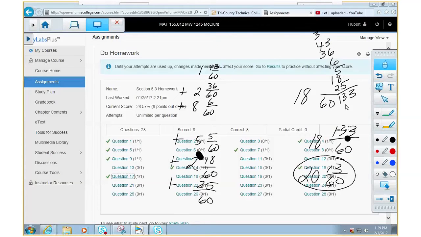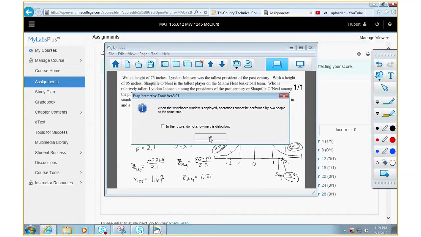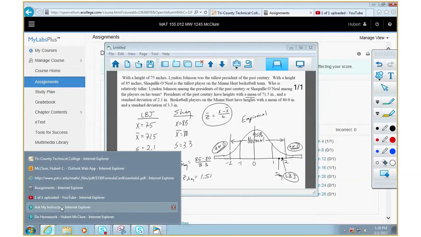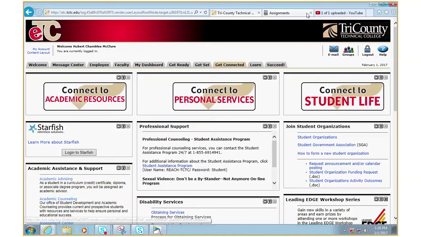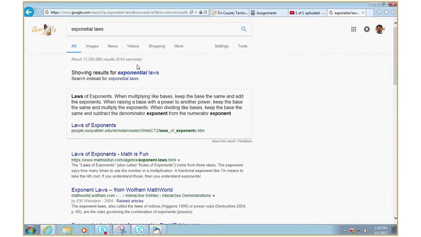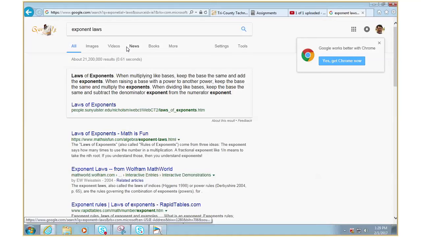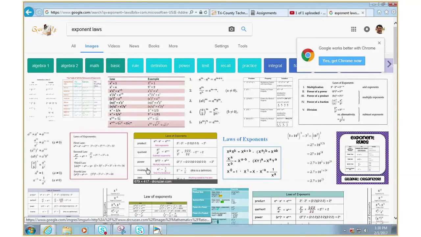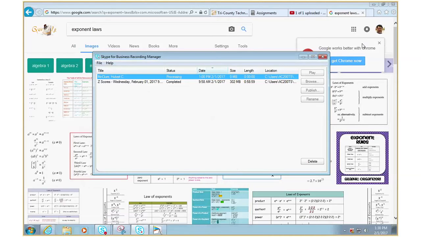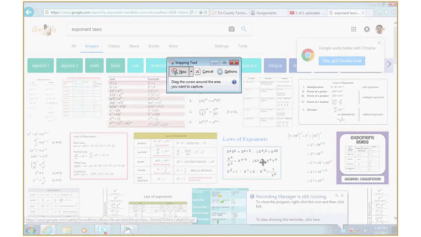All right, now I need to go over what I really wanted to go over today, and that's exponents and scientific notation. So let me go over that. Now, the exponential laws, I'm going to put both of them up here. I'm going to go to my handy-dandy Google sheet, and I'm going to put exponential laws, and I'm going to take my images, and do my snip.